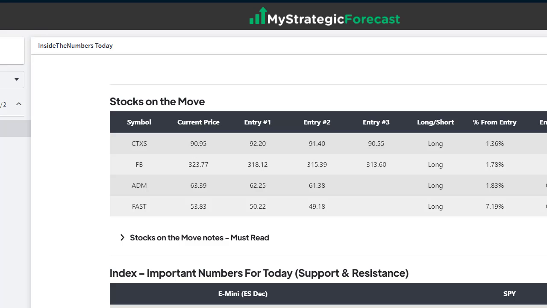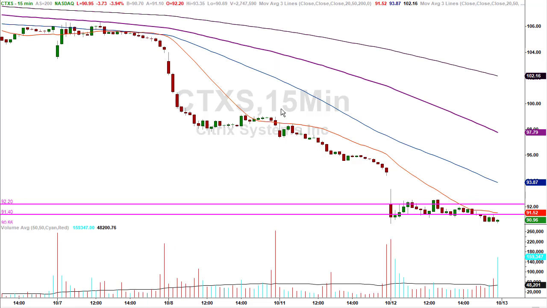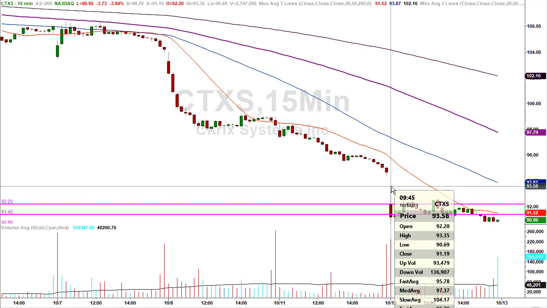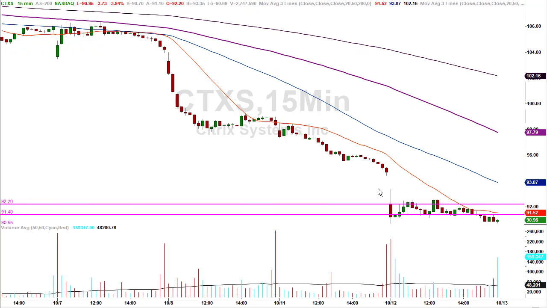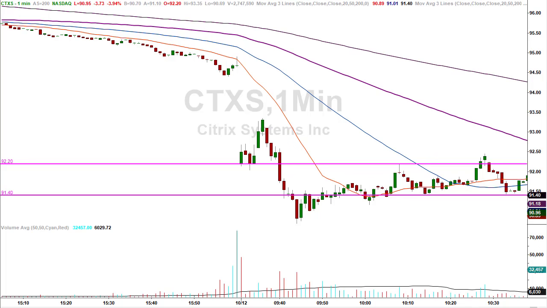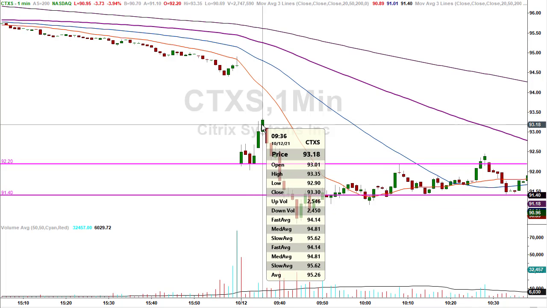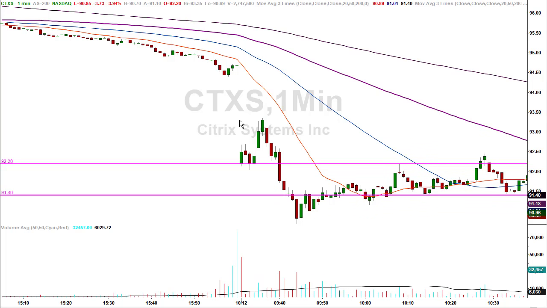We're going to look at CTXS or Citrix, Facebook. ADM and FAST didn't hit their numbers. We don't want them. They're off the board. CTXS opened on the first number, the opening print, 92.20. They bantered back and forth. As you can see from a 1-minute chart, anybody that did buy the opening print or slightly below it, the high, 93.35, just a few minutes later.